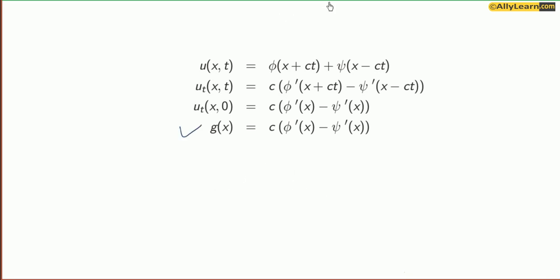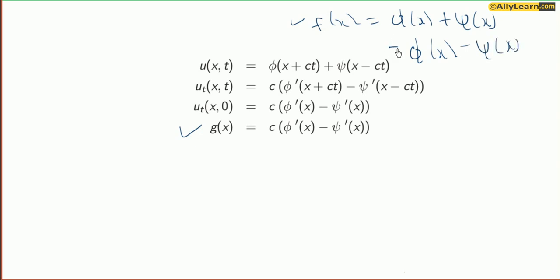Now friends, as you must be remembering, my previous equation was phi x plus psi x equals f of x. Now here I will try to get an expression in the form of phi x minus psi x equals some expression containing g. And then I will be using these two equations to get the values of phi and psi in terms of f and g. Now for that, I need to integrate this equation to get rid of the derivative.